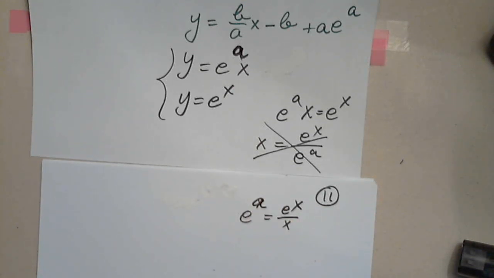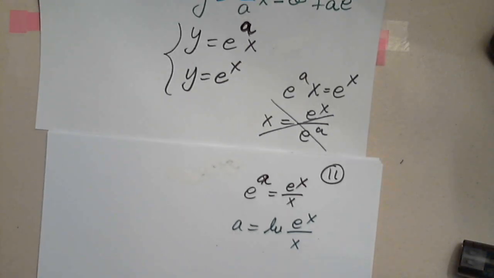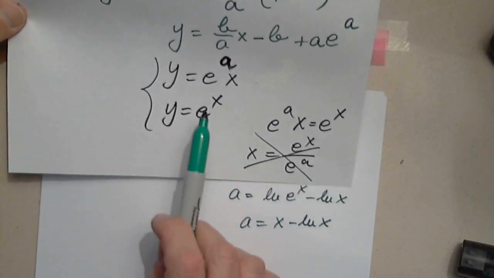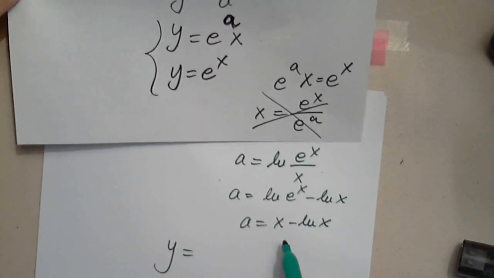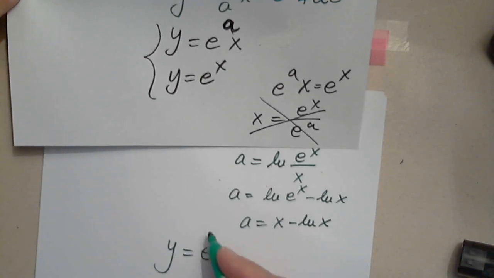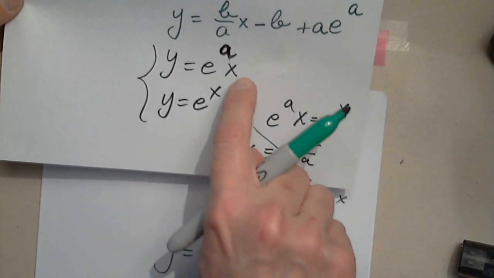In order to solve for a, I will have to apply natural log to both sides. So a equals natural log of e to the x divided by x, which I can change into natural log of the top minus natural log of the denominator, and put x in front. So this is x minus natural log x. So that's the only way. Then the equation of the tangent line is e raised to all this times x.